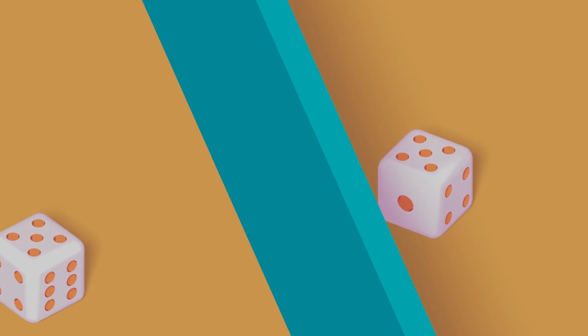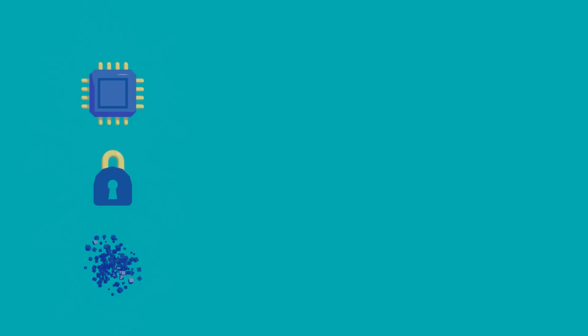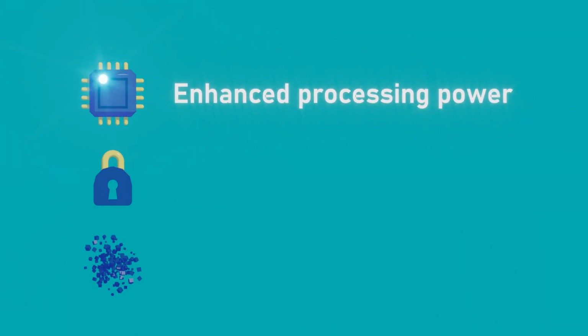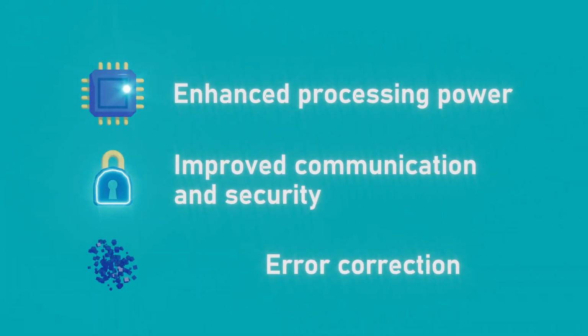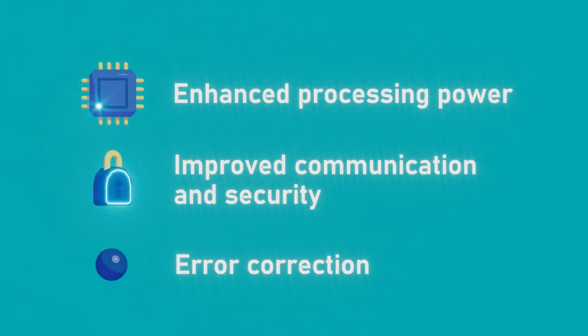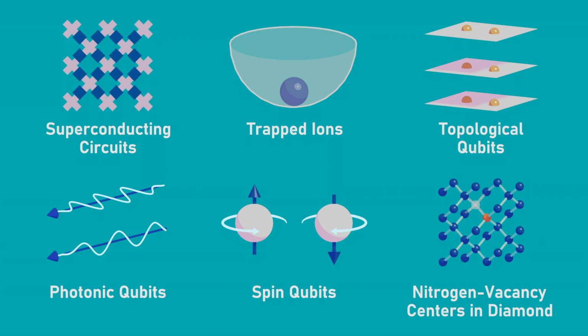Quantum entanglement is crucial in quantum computing because it allows for the creation of correlations between qubits that classical computers cannot achieve. For example, enhanced processing power, improved communication and security, and error correction. So, what can be used as qubits, the fundamental building blocks of quantum computing?